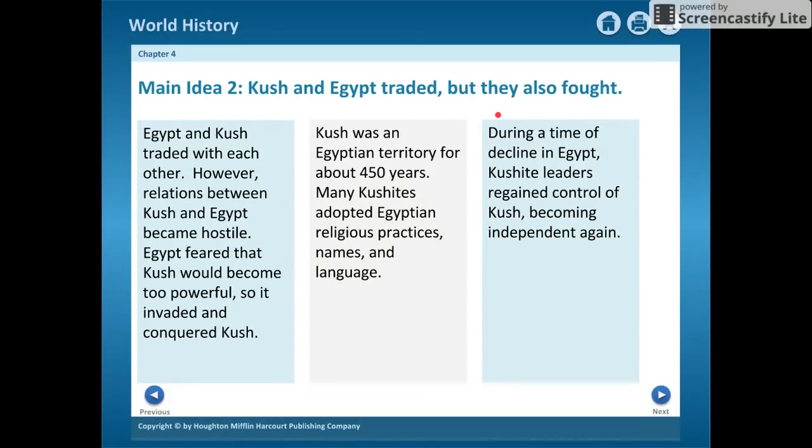And during a time of decline in Egypt, Kushite leaders regained control of Kush, becoming independent again. So they were separate. Egypt attacked or invaded Kush. Kush became an Egyptian territory for about 450 years. And then during a time of decline in Egypt, the Kushite leaders regained control and they became independent again.